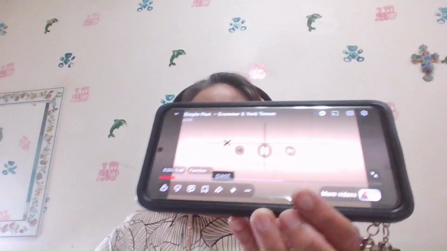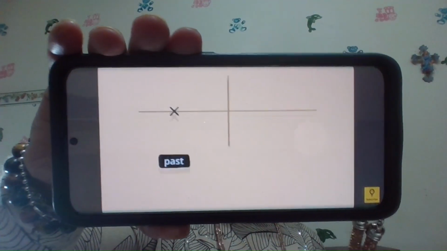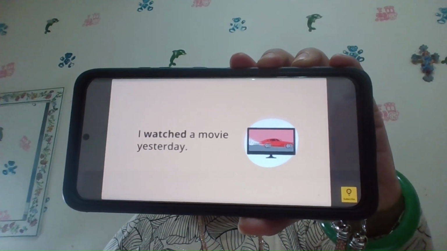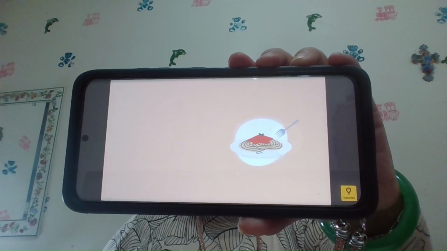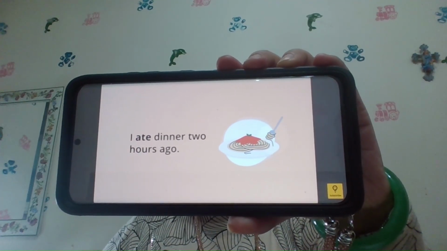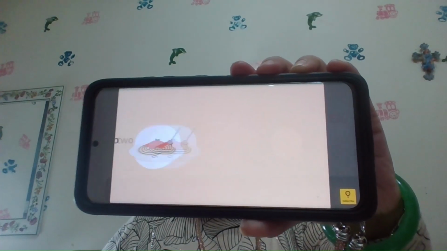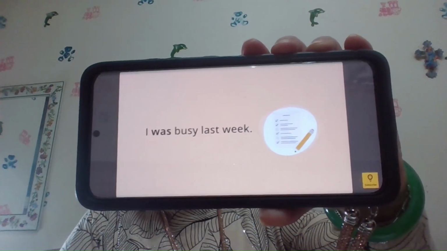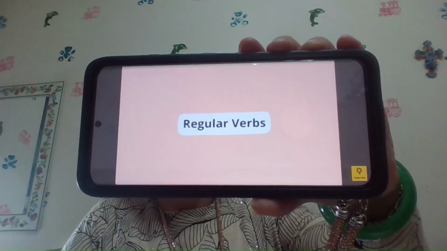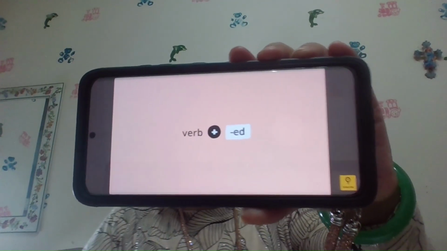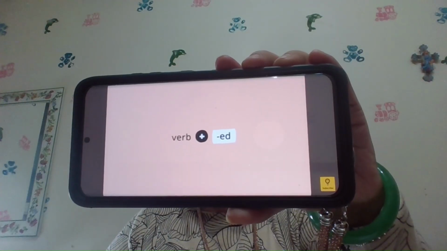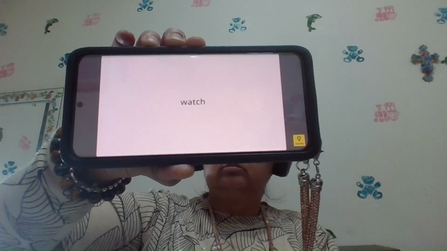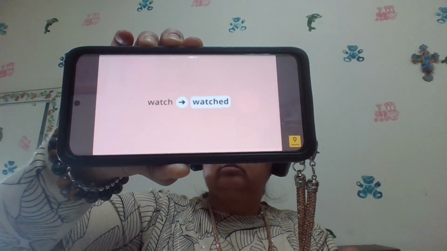We use the simple past tense for finished past actions. For example, I watched a movie yesterday. I ate dinner 2 hours ago. I was busy last week. With regular verbs, we use the verb plus ed to form the simple past. The verb form is the same for all subjects. For example, the simple past of the verb watch is watched.